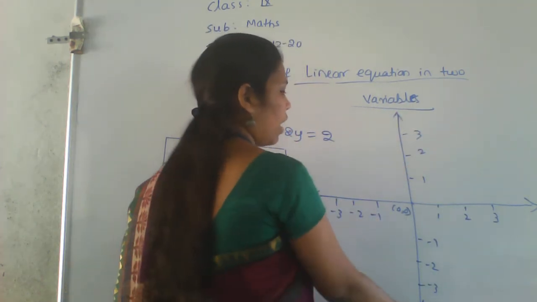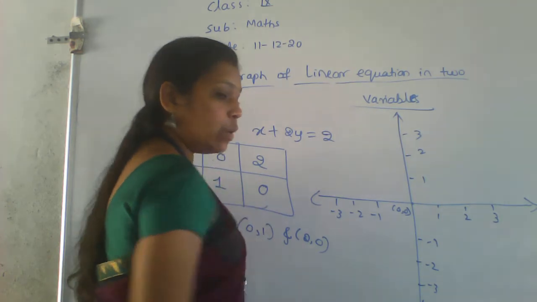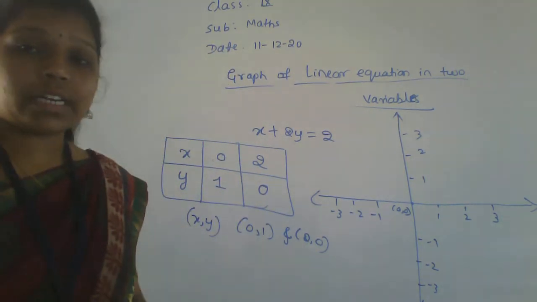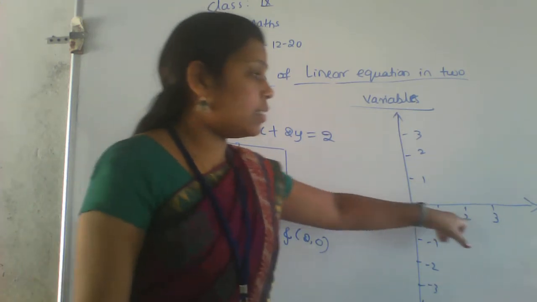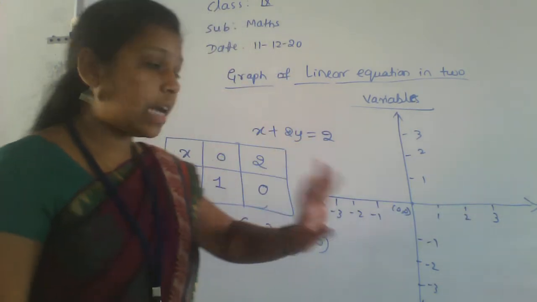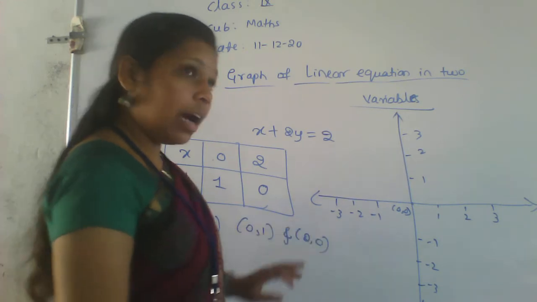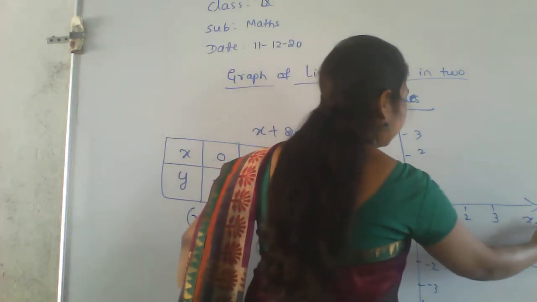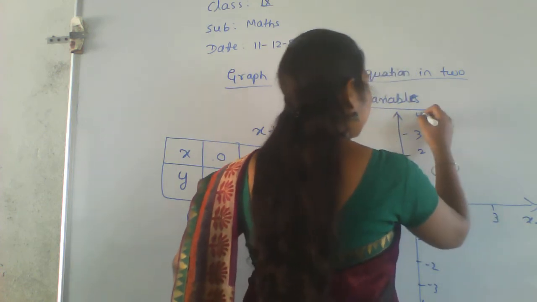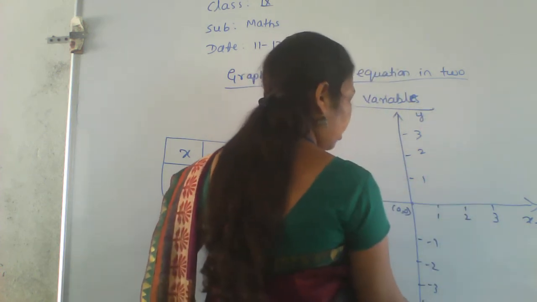Why do we call it y dash? Because it is having a negative sign. That's why it is the y dash axis. Y axis is always having a positive sign. X axis is also always having a positive sign. X dash is always having a negative sign. This is the x axis. You have to write this is y and here y dash.